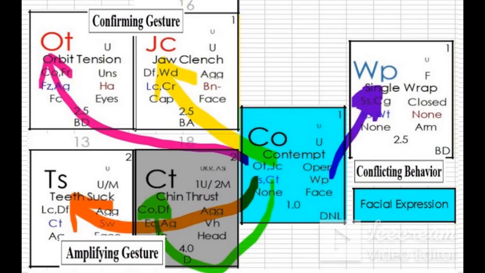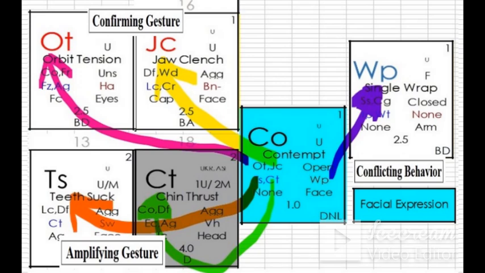All right, first up at the 1 o'clock on this chart, looking at contempt in the center, 1 o'clock is single wrap. Now, I pulled this clip as a demonstration of single wrap. If you look at single wrap, WP, it's closed and it states arm. But the video clip I'm going to show you shows the hand wrapped around the other hand in a closed gesture, which also includes tapping.